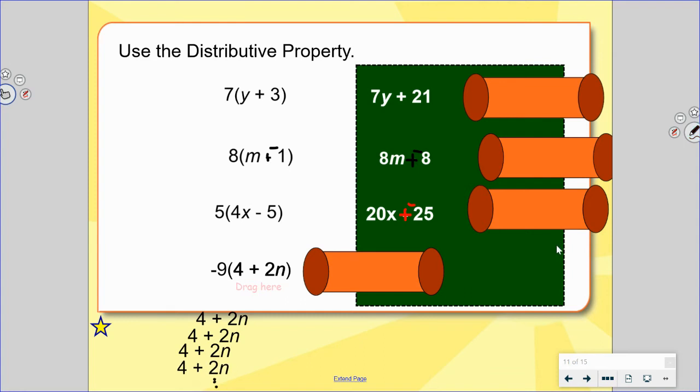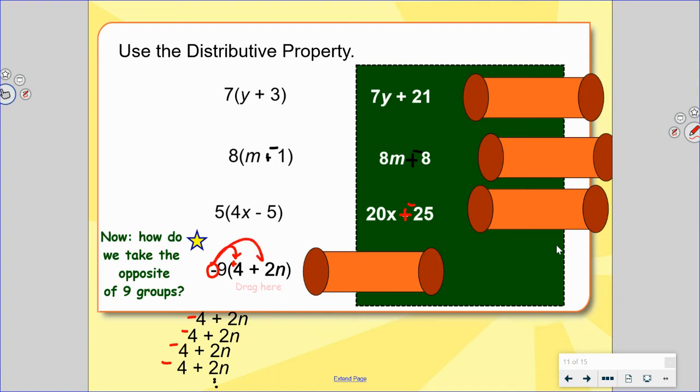But wait a second. That's not just 9 groups. That says take 9 groups and then take the opposite. So how do you take the opposite of all those? Well, the opposite of all those positive 4's would be -4's. And the opposite of all those positive 2n's would be -2n's.